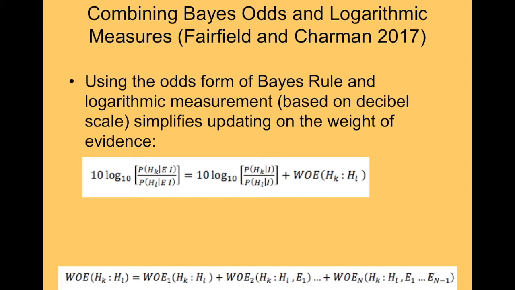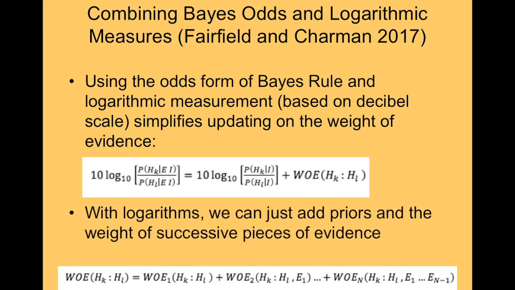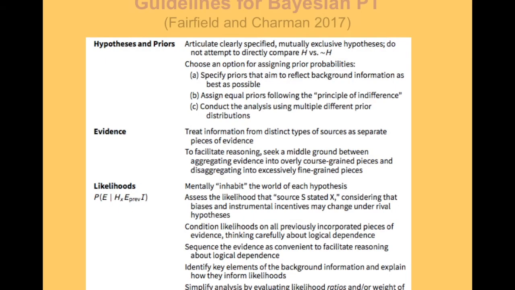Okay, so again, let me just leave that as an intuition, and let me move ahead and give you an example. And we can also put the priors on this logarithmic scale as well. But just before we get to the example, this is a very nice summary from Fairfield and Charman's article in Political Analysis in 2017. It gives you the process for carrying out formal Bayesian assessments of the weight of evidence and how we should use that evidence to update our priors.